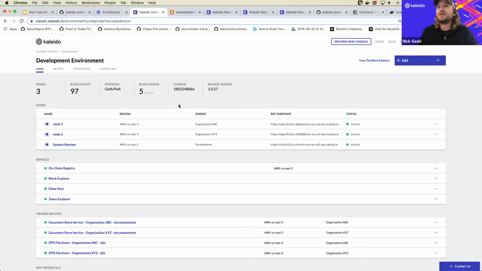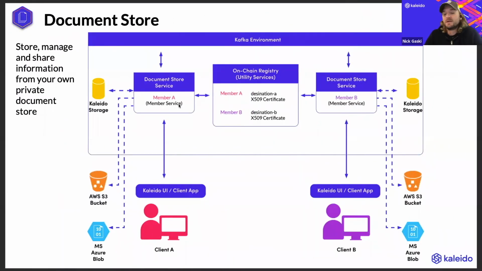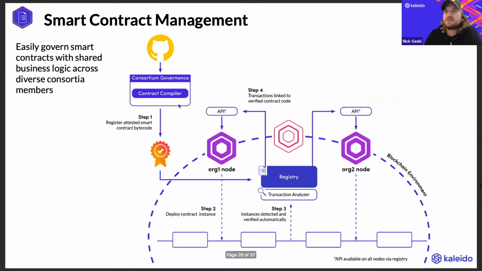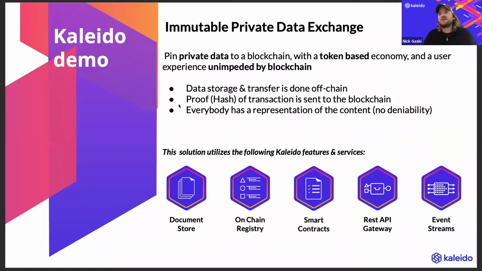So the last thing I want to show you guys is I want to weave together all of these components: document store, on-chain registry, event streams, smart contract interfaces, and the REST API gateway. And I'm just going to show you how this looks in the scope of a private data exchange, a decentralized data marketplace, where every organization, every application is going to be notified in real time of the existence of new pieces of data that they can then potentially purchase, or if they're the uploaders, that they can transfer to other organizations in the network.